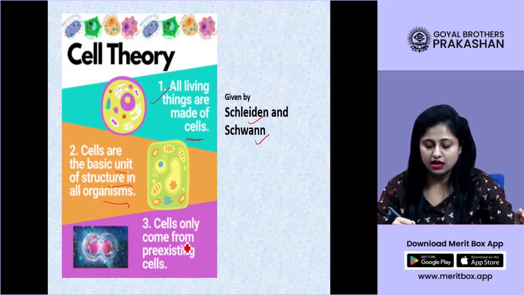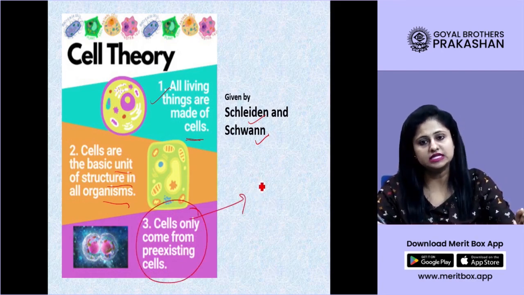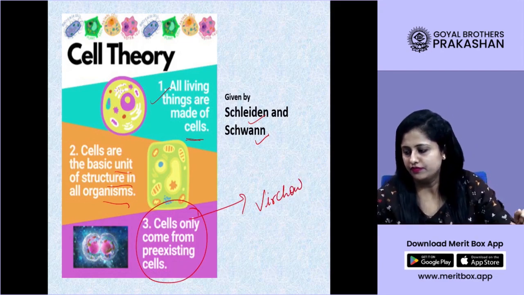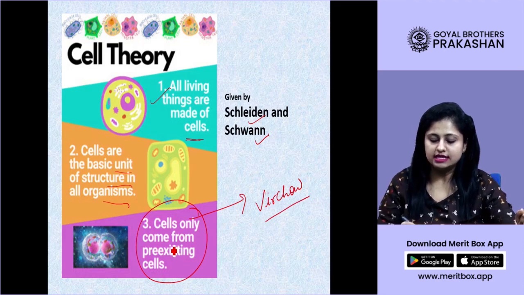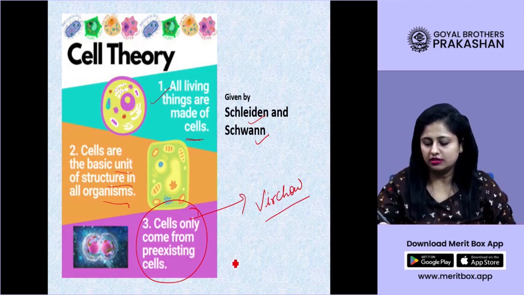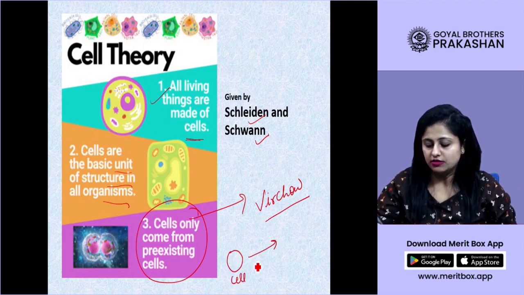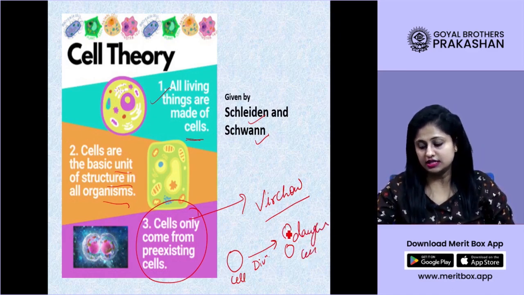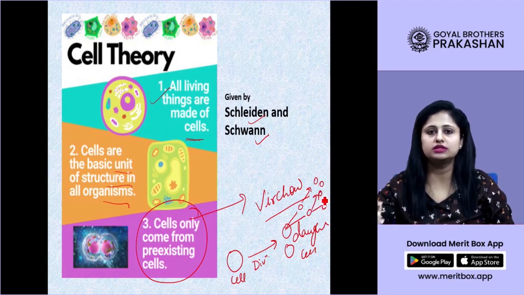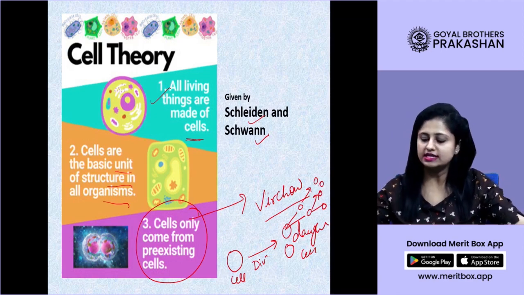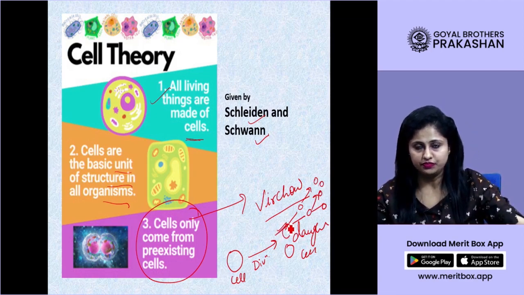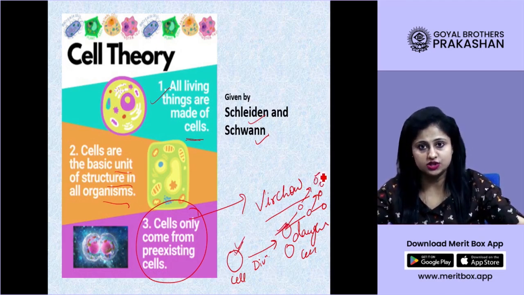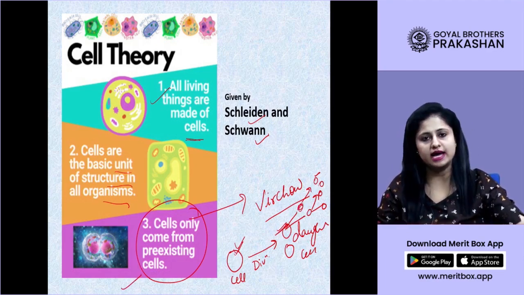Number three, cells only come from pre-existing cells, and this statement was further explained by Virchow, a biologist. What does it mean? For example, there is a cell, and when cell division occurs in this cell, it gives rise to two daughter cells. And when cell division occurs in a daughter cell, it again divides into two. So this chain continues. We can say that this cell arises from this pre-existing cell, and this cell arises from this pre-existing cell. This was the statement given by Virchow.